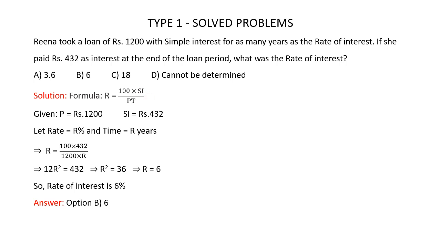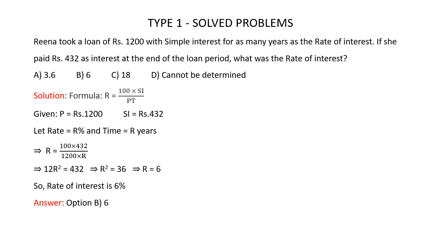Now it's given that P is equal to rupees 1,200 and SI is equal to rupees 432. It's given that Reena took a loan for as many years as the rate of interest. So if rate of interest is R%, then time is R years. Now substituting all these values in the formula here, we get R is equal to 100 multiplied by 432 divided by 1200 multiplied by R.